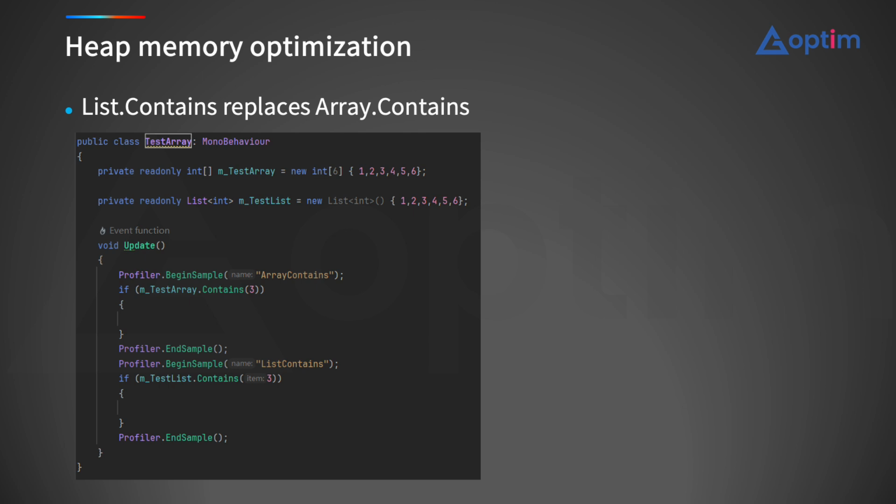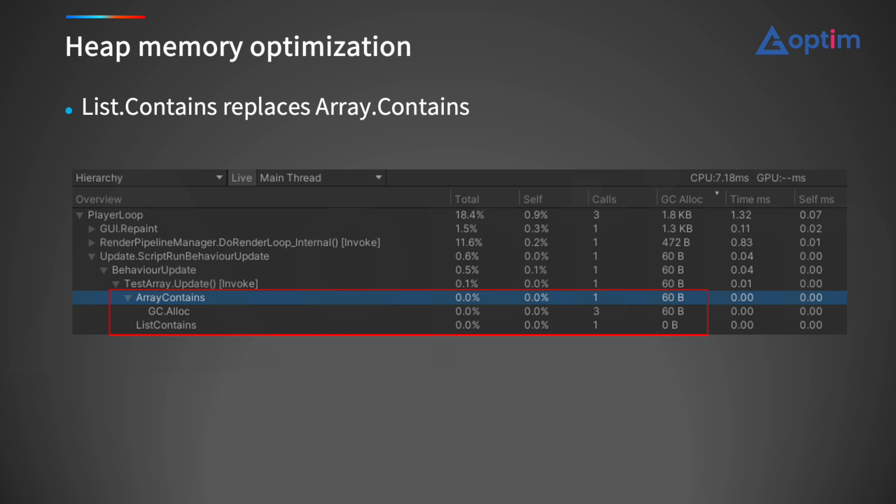3. Array versus list in Contains. We built a small demo comparing array.Contains and list.Contains. When profiling, using an array for Contains caused GC allocations. Using a list for Contains did not. So whenever possible, prefer list over array for containment checks to avoid unnecessary allocations.